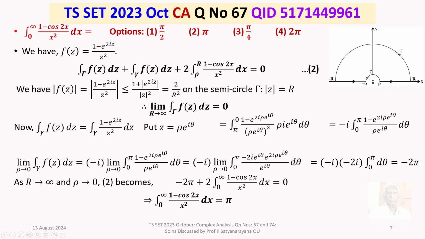Many students do remember the value of this one as pi and they simply put the answer there. Those of you who are not familiar with the result, learn from here and remember. So the answer to this question is option 2. So that is the detailed discussion of the solution of the problem of evaluating this integral using contour integration. That's what we have done.